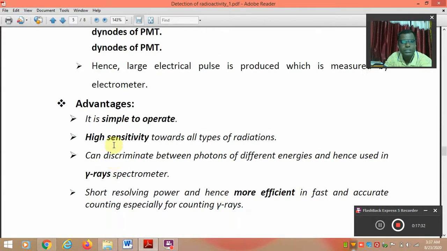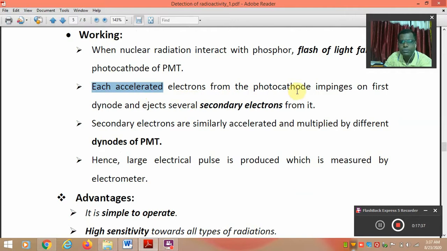In this working, each accelerated electron from the surface of the photocathode will move towards the diode and eject several secondary electrons, and all these secondary electrons will migrate and be multiplied by the different diodes of the photomultiplier tube. At the last, a large electric pulse is produced. All the electrons will be accelerated towards the anode, which is subjected to a very high positive potential, and there they get discharged in the form of a pulse of electrical current, and that large electrical pulse is recorded or measured by means of an electrometer.